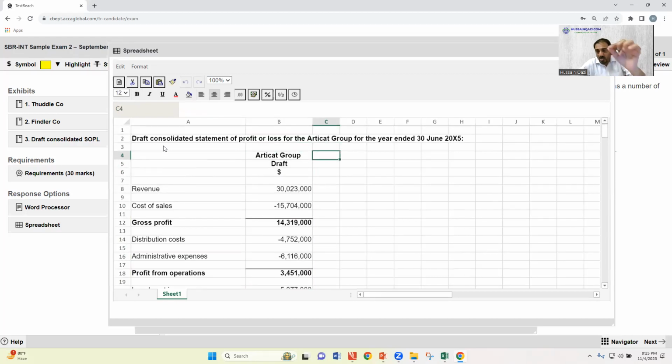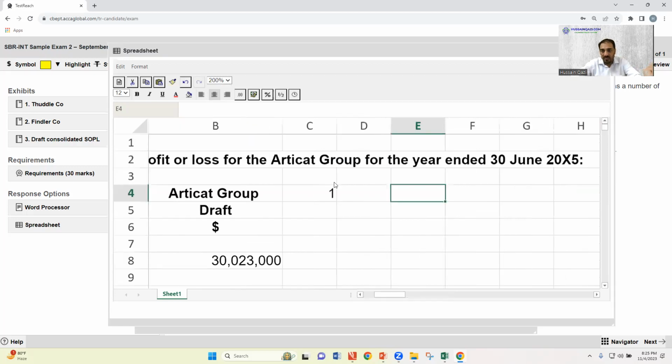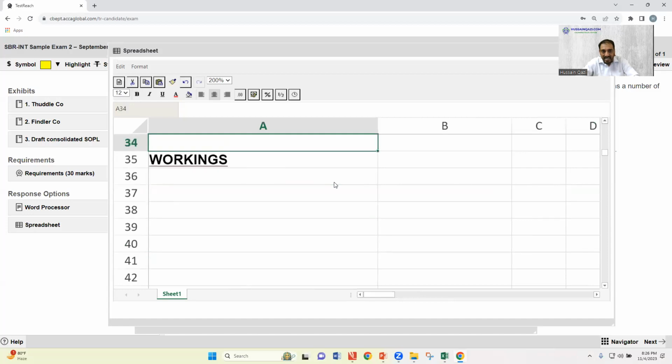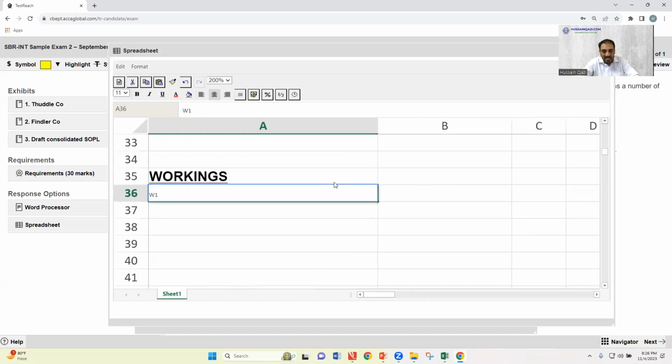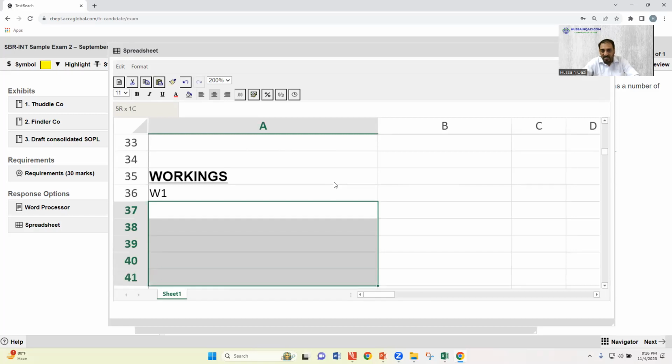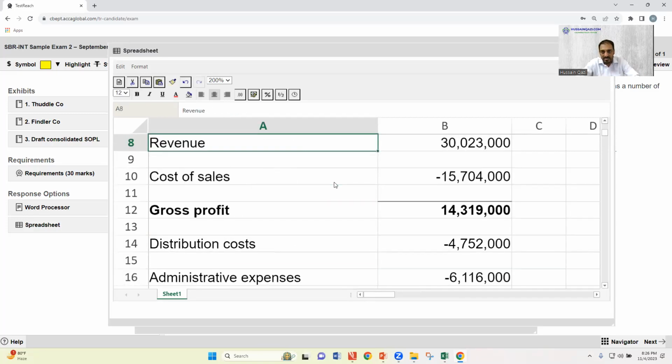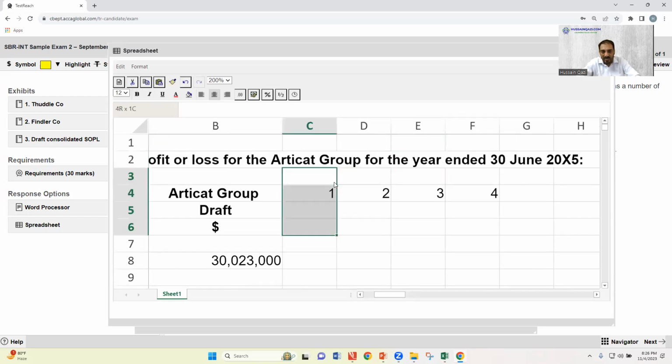So what does the examiner expect from you? The examiner will expect you to make adjustments. For example, there are four adjustments. You have to work out adjustment one, then adjustment two, then three, then four. For all of these adjustments, you have to show workings at this point. For example, working one, you put the explanation or calculation of the workings, then working two, working three, working four, and simultaneously incorporate the impacts on P&L accordingly.